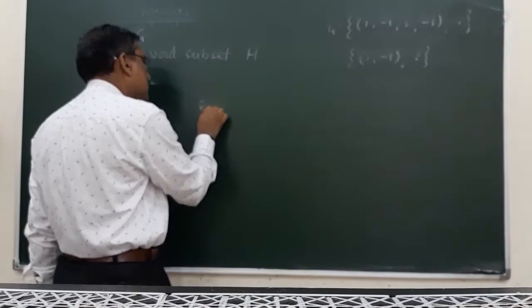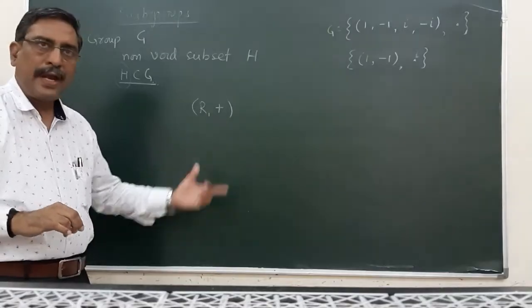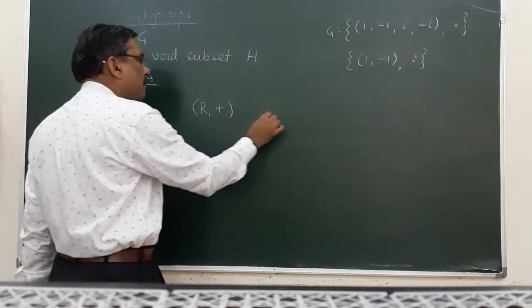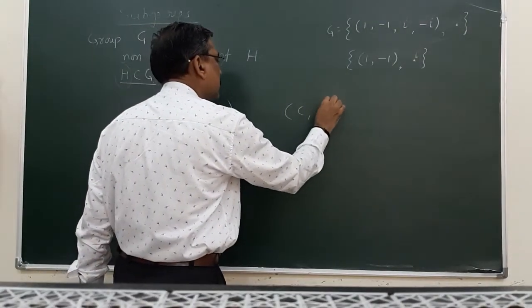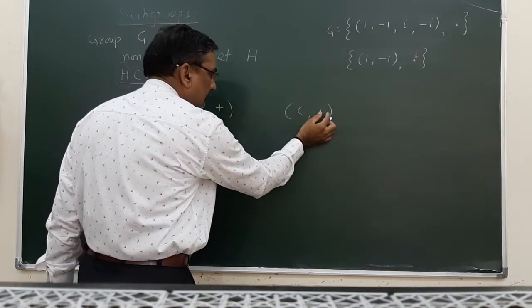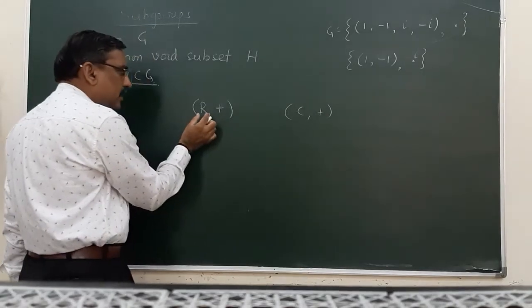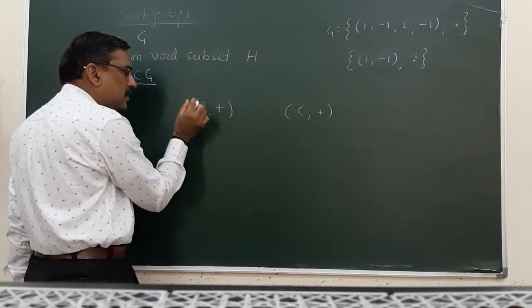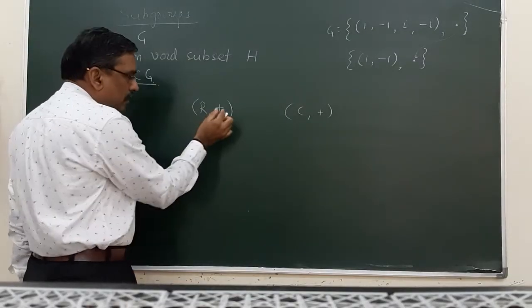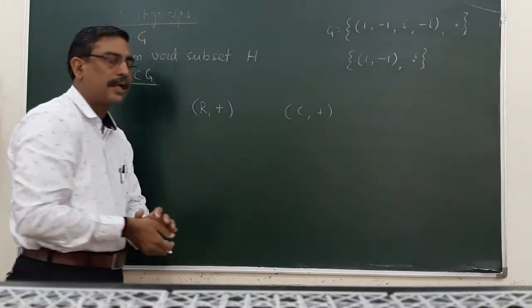Let us take another example. R plus is a group and it is a subgroup of C plus, the set of complex numbers along with the additive operation. R plus, the set of real numbers with plus, is a subgroup of the group of complex numbers.